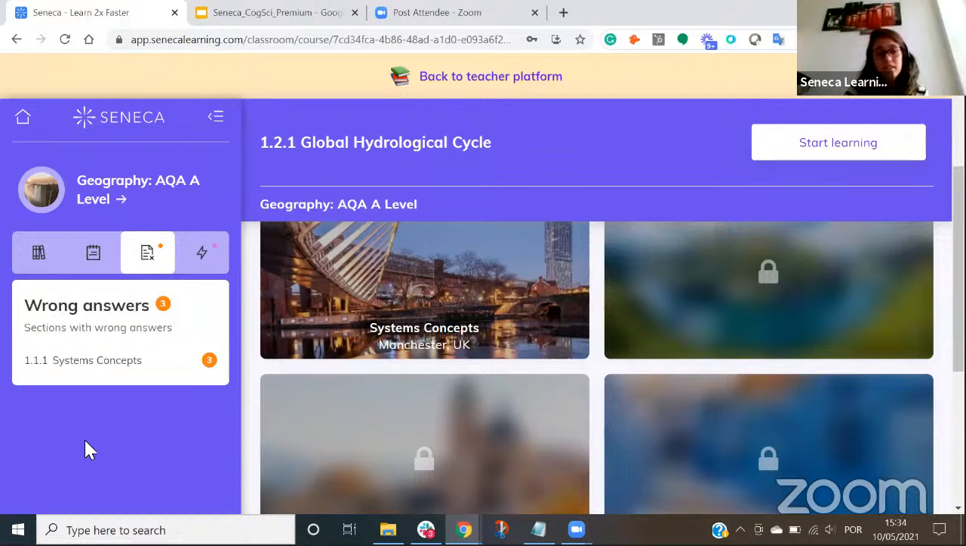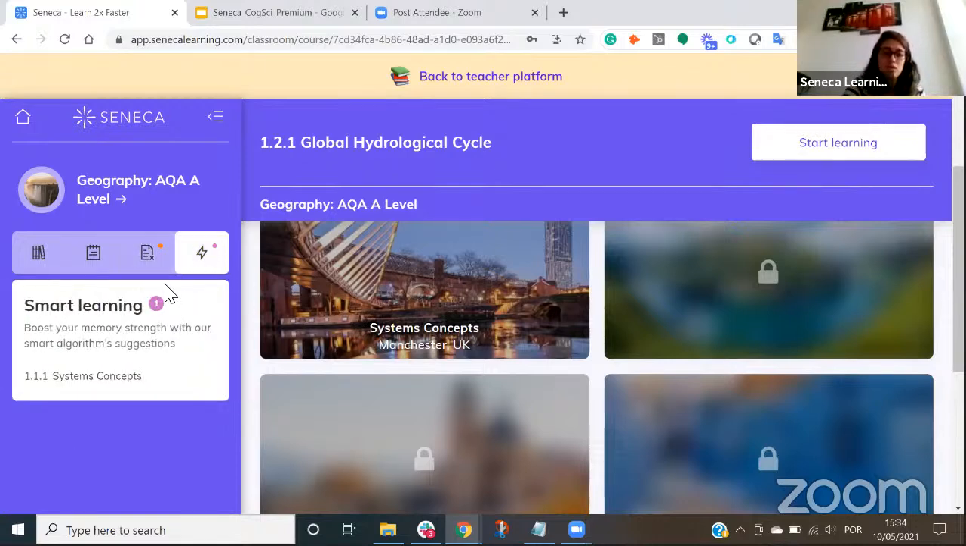It's a way for them to answer wrong answers only, so they can go back and revisit past topics, focusing on what they learned, what they didn't learn the first time, so they can improve on that. And this is also a premium feature, so your students have access to it, which is smart learning mode.